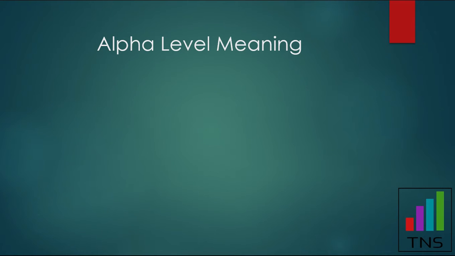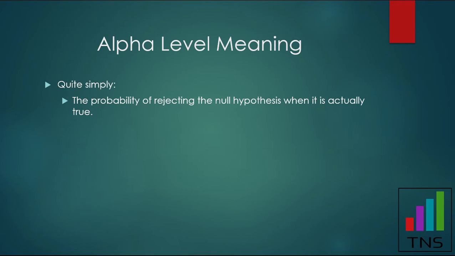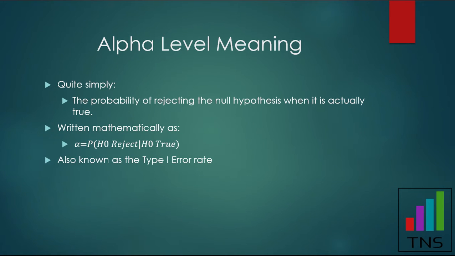So what exactly is the alpha level? It's simply the probability of rejecting the null hypothesis when it is actually true. Mathematically, in more mathy terms, it's the probability of rejecting H0 given that it's actually true. Another word for it you might have heard, mentioned all the time when you learn basic stats, is the type 1 error rate.